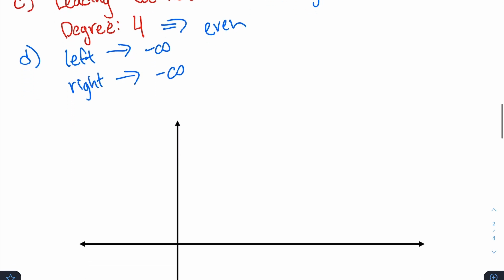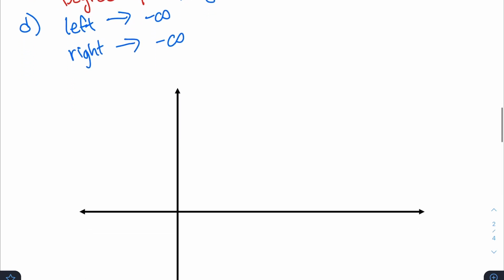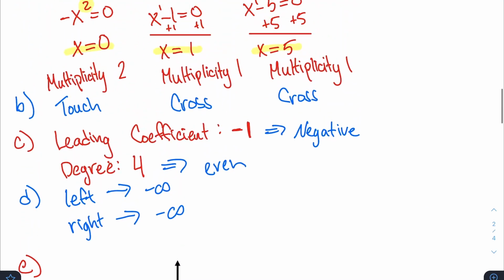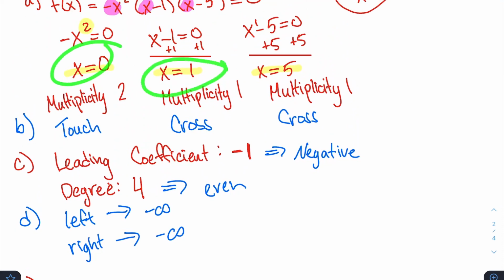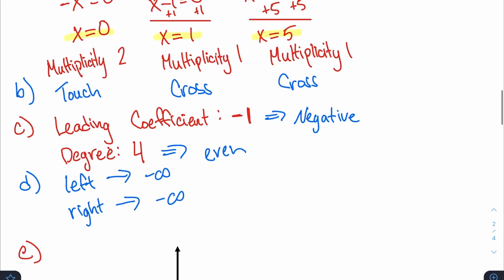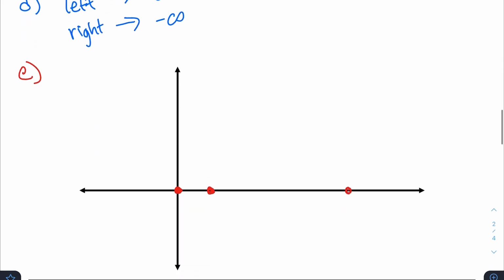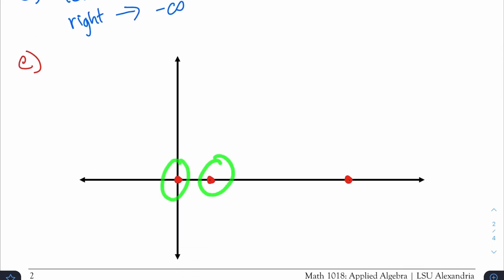So now I have everything I need to figure out what my graph may look like. Looking at this Cartesian plane, part E, roughly sketch my graph. I'm going to use each step of my problem as needed. First off, I know I have a 0 at x equal to 0, 1, and 5. That is, I touch my x-axis, or cross it, at 0, 1, and 5. I'm not being completely exact here. I'm marking my 3 points, x equal to 0, 1, and 5.